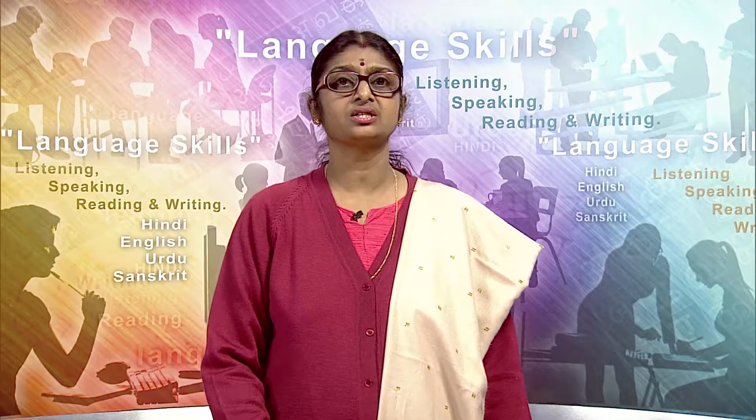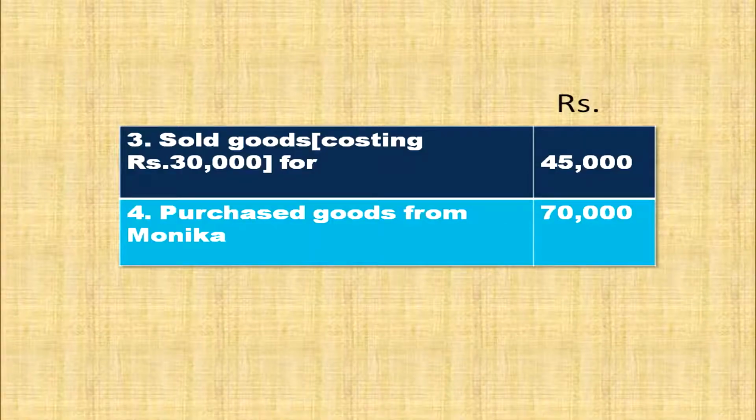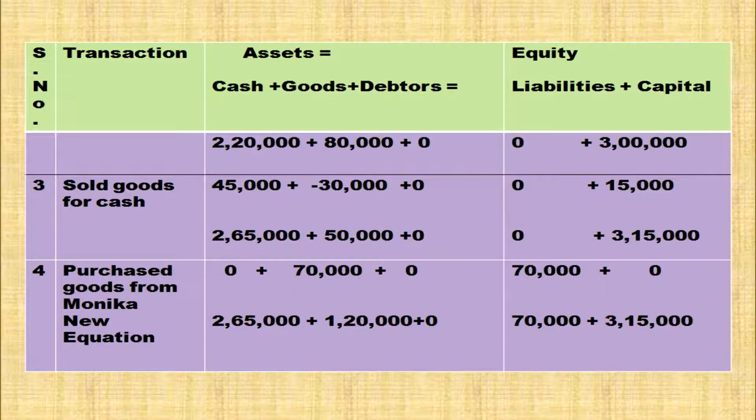Another set of transactions: sold goods costing 30,000 for rupees 45,000. Purchase goods from Monica 70,000. Earlier accounting equation is given and the new transaction, sold goods for cash. Goods worth rupees 30,000 are going from the business at cost price. Cash worth rupees 45,000 is coming inside the business at selling price. Selling price is more than the cost price, so it is a profit. 45,000 selling price minus cost price 30,000 will give you 15,000. As it is a profit, it is added to the capital.